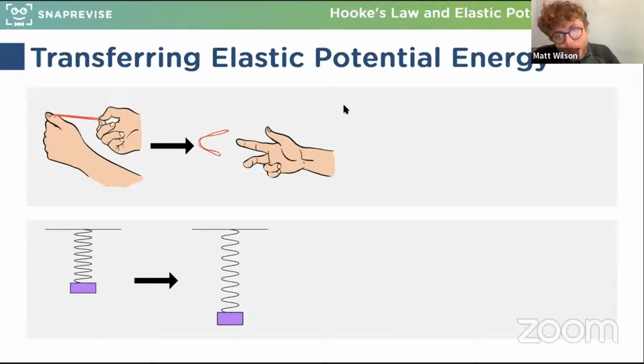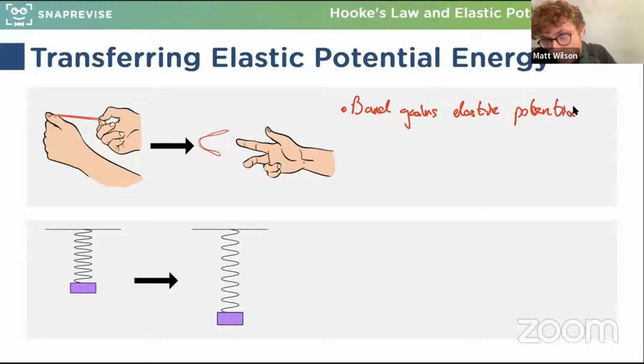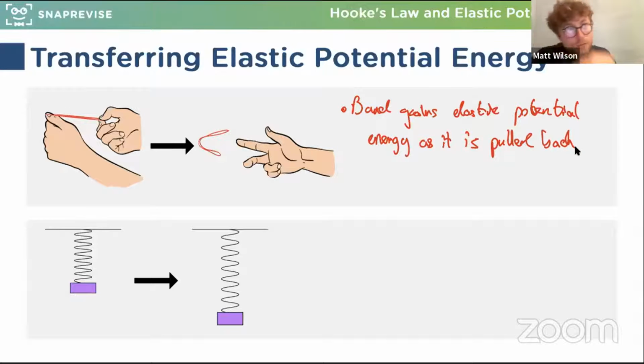So initially, the band gains elastic potential energy as it is pulled back, in the sense that we just go to flick it here. Okay, and then we'd like to explain what energy we end up with.